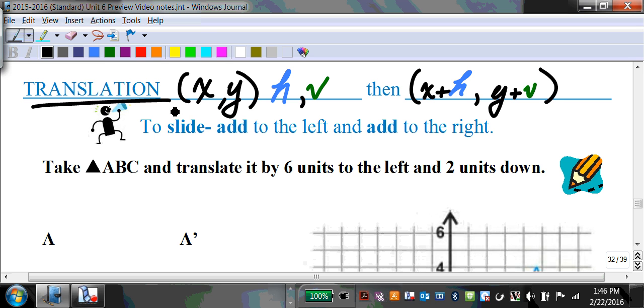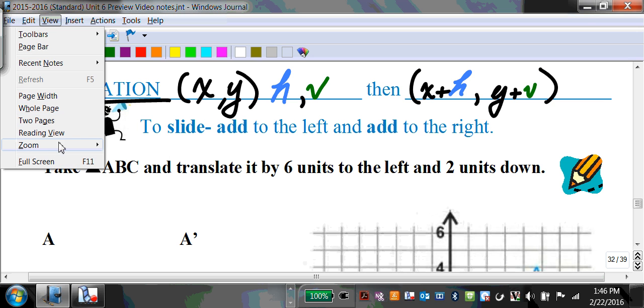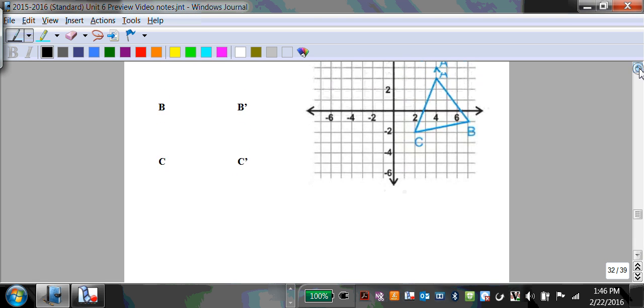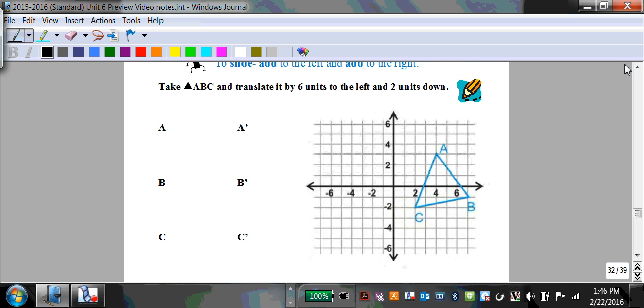Sounds like translation. 2 side, add to the left, add to the right. Okay, so let's take a shot at this one. There's 2 ways to do this. So step number 1, let's get our coordinates. And so just do those coordinates. You can do them as fast as I can.